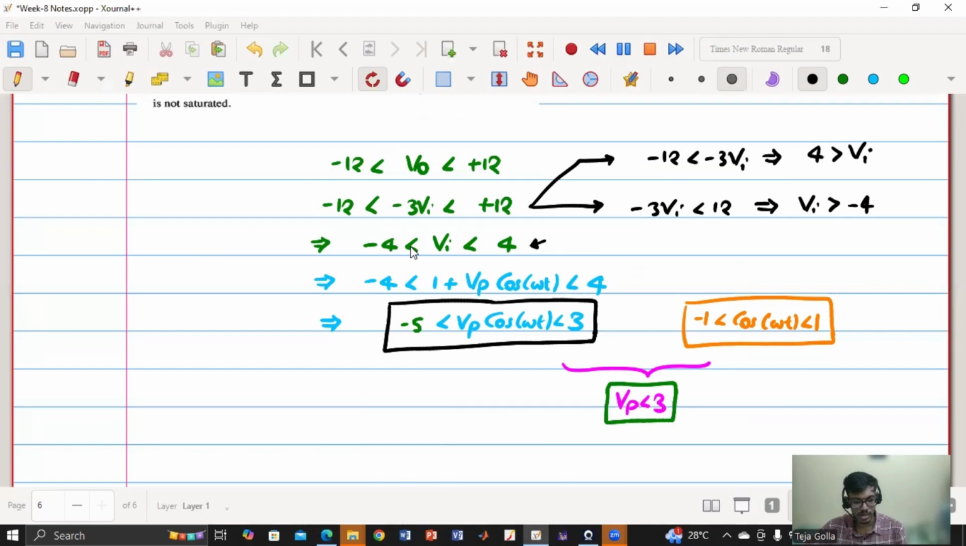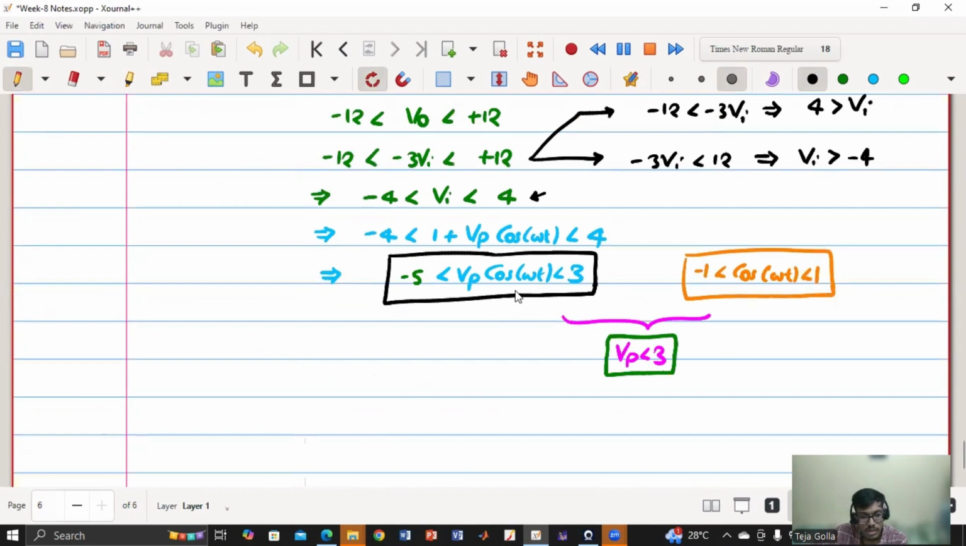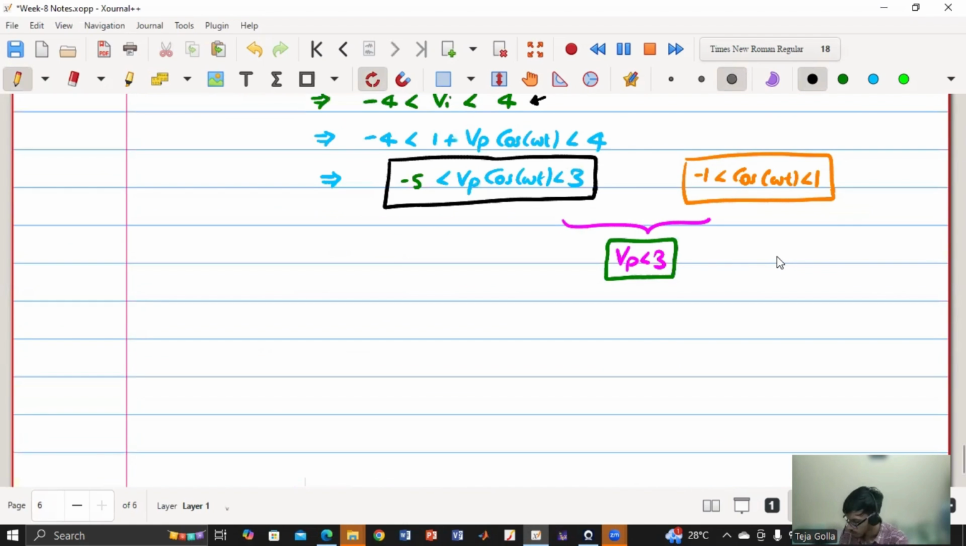So is this clear? Sir, cos function won't affect anything, sir? No, because of the cos omega t function's maximum value. If I divide this into two equations: minus 5 less than Vp cos omega t, and then Vp cos omega t is less than 3.